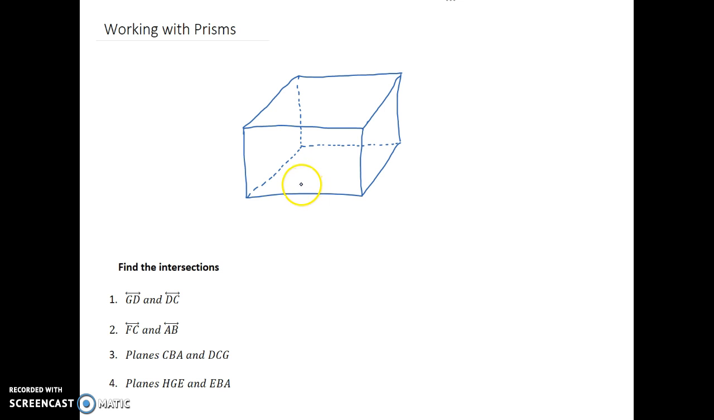Now, if you had a hard time seeing that, you should rewatch it and try it again. It's important to be able to draw a prism so that way you can understand it. Okay, so now we're going to put some letters on here. And what we're going to work with now is we're going to see if we can find the intersections.